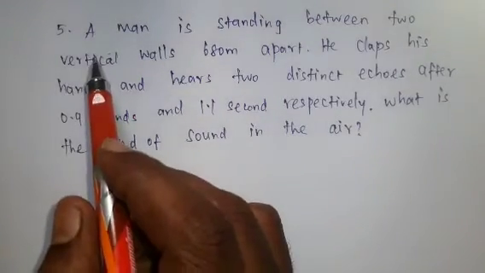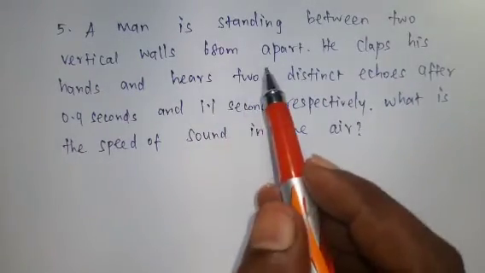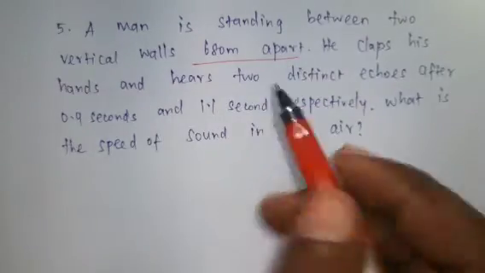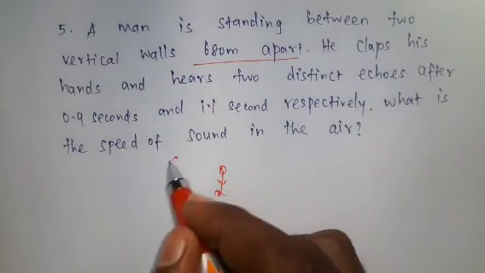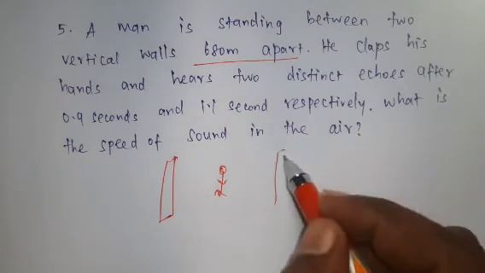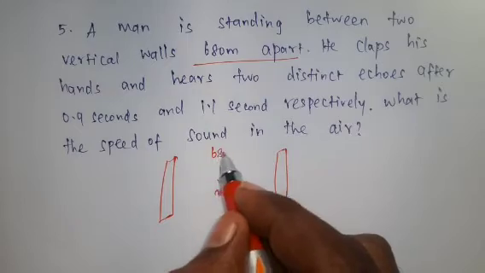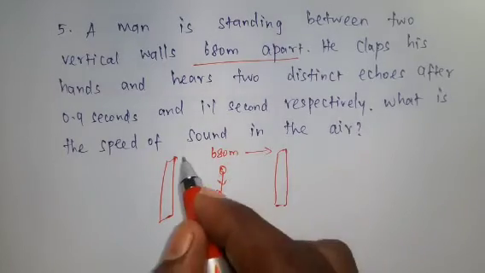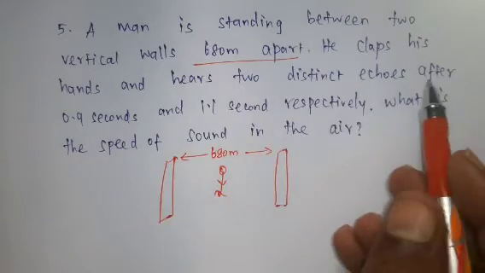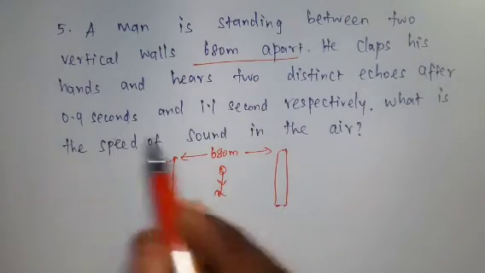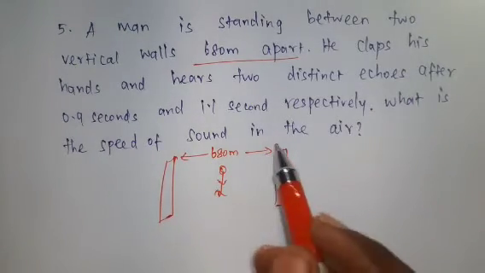Question number 5. A man is standing between two vertical walls 680 meter apart. So a man is standing between two vertical walls. This is a vertical wall, this is another vertical wall, 680 meter apart. So the distance between these two vertical walls is 680 meter. He claps his hands and he hears two distinct echoes after 0.9 second and 1.1 second respectively. What is the speed of sound in air?